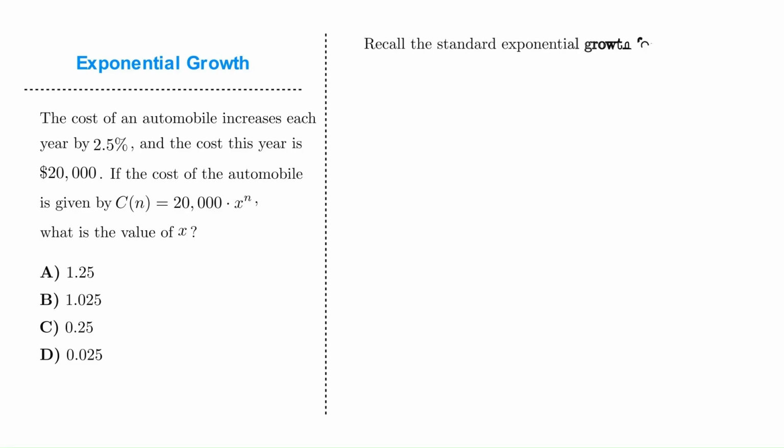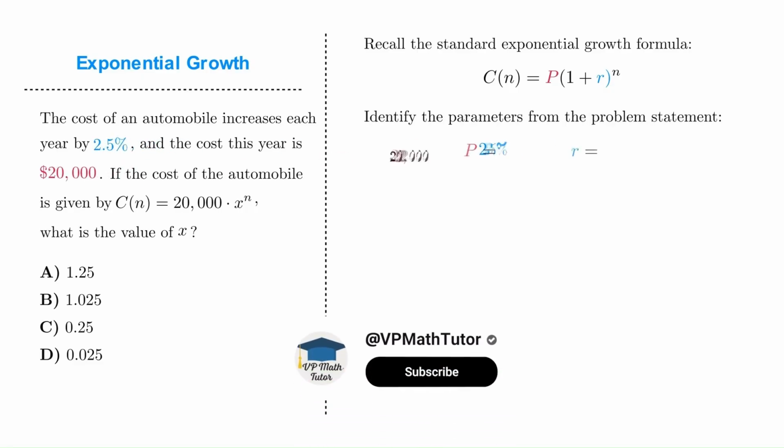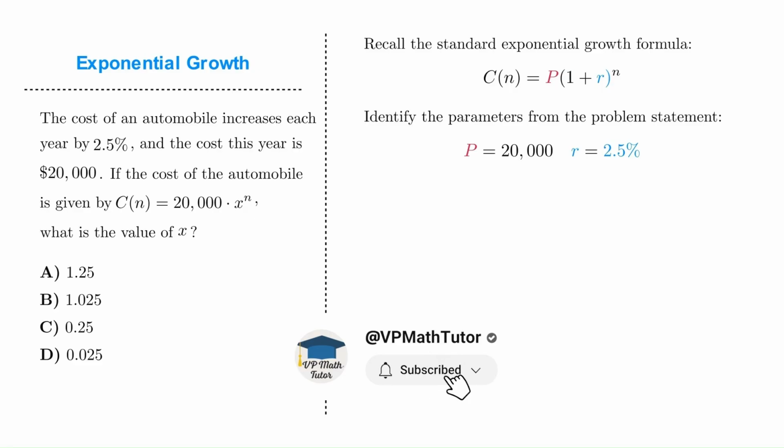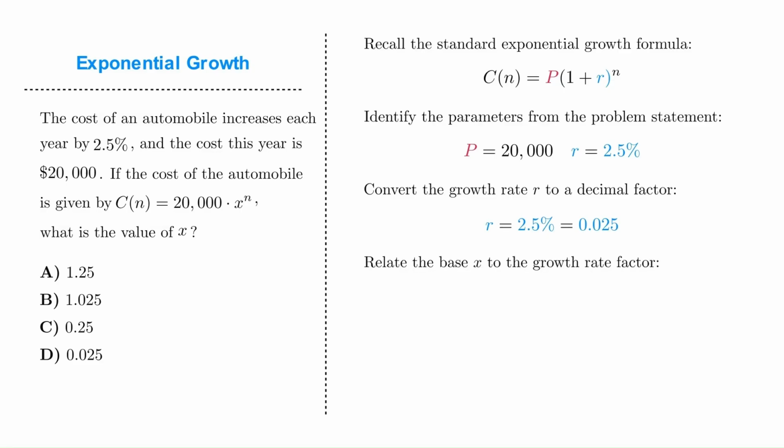To solve this, let's recall the standard exponential growth formula. Next, let's identify the parameters from our problem statement. The initial value p is 20,000, and the growth rate r is 2.5%. To work with this growth rate, we convert r to a decimal factor which equals 0.025. Now we can relate our base x from the problem to the growth rate factor in the standard formula, where x equals 1 plus r.